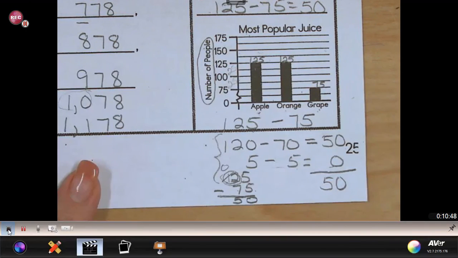So those are our solutions for this week, week 9.